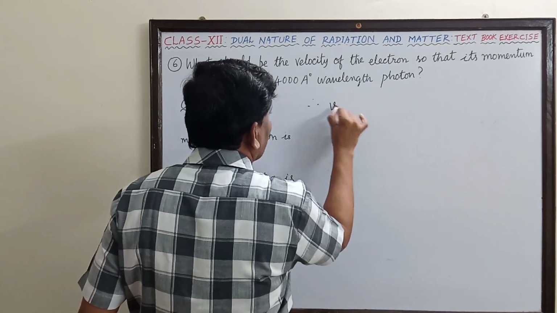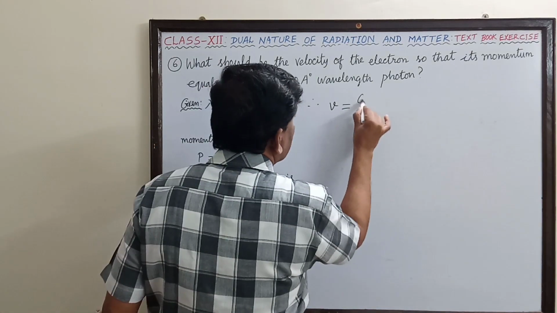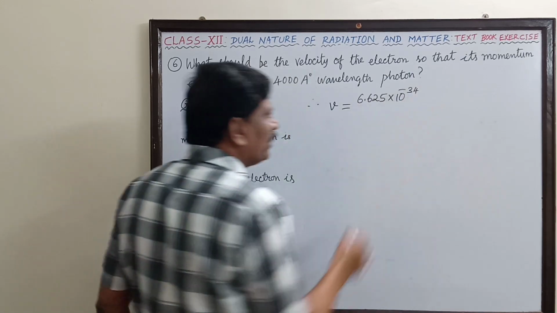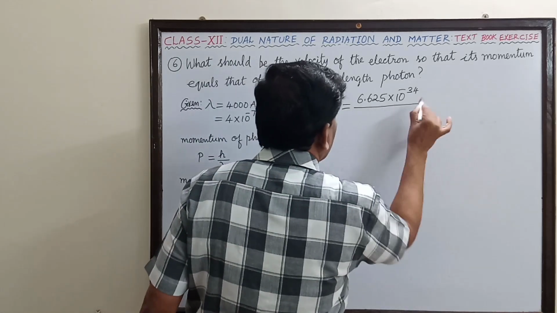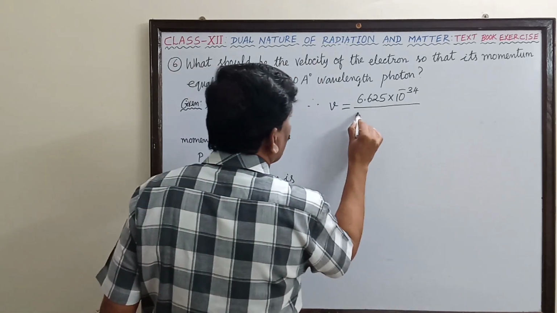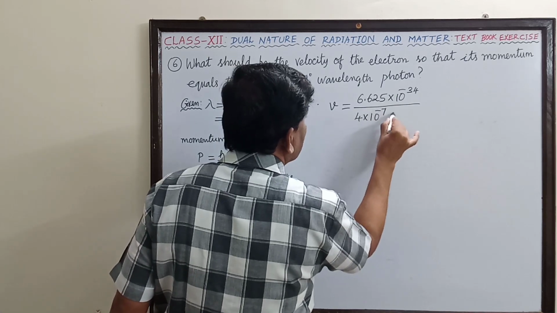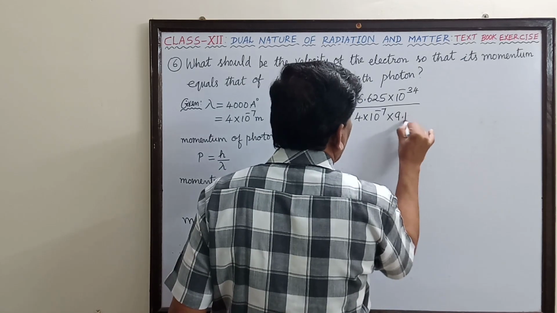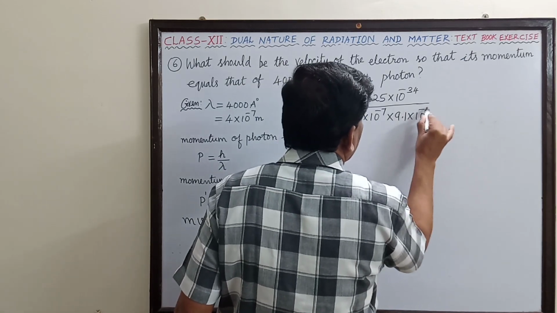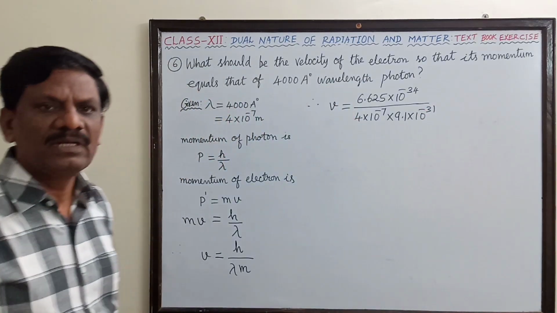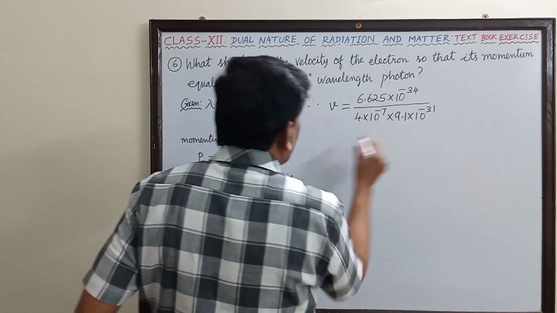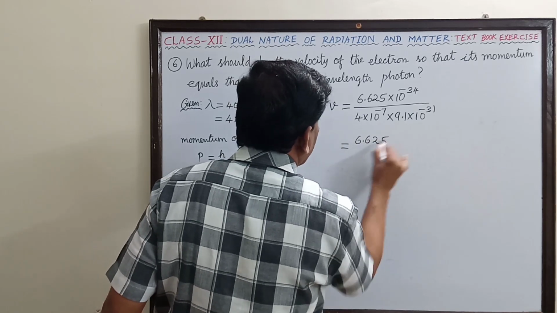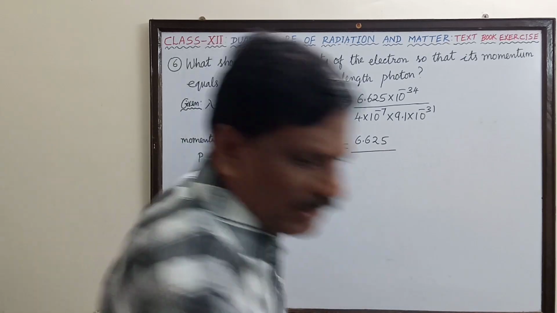Therefore the velocity of the electron is equal to 6.625 into 10 to the power of minus 34 joule second, that is Planck's constant, divided by lambda, which is 4 into 10 to the power of minus 7, multiplied by the mass of the electron, 9.1 into 10 to the power of minus 31 kilogram. So now we have to find this. This is equal to 6.625 divided by 4 into 9.1.